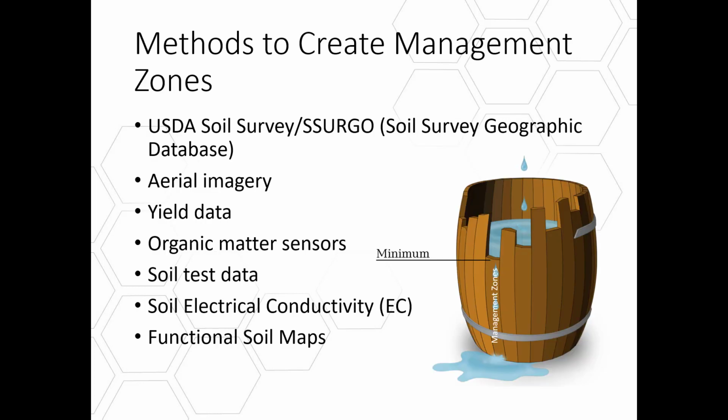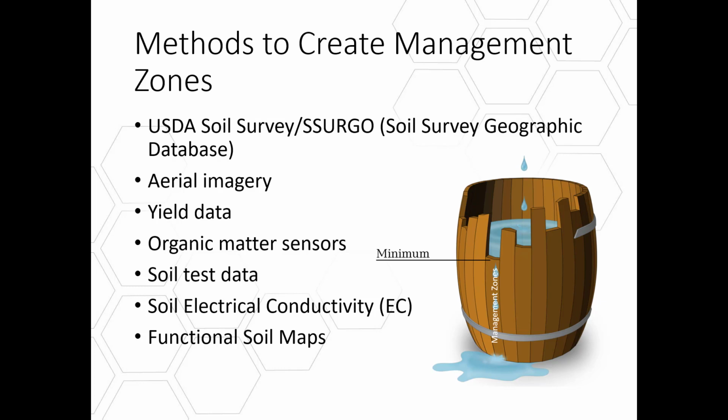There are many different methods or strategies to create management zones. We'll review some of the most common methods. One of the most common and simplest methods to create management zones is to use the USDA soil survey and assign a population to each soil type in the field. While USDA Soil Survey Data is a great resource, it lacks the resolution needed to create variable rate seeding zones.